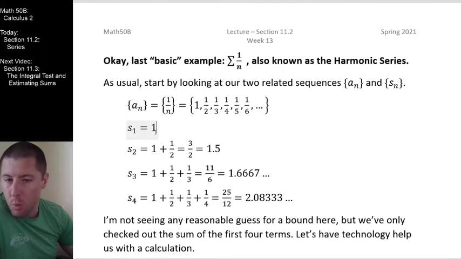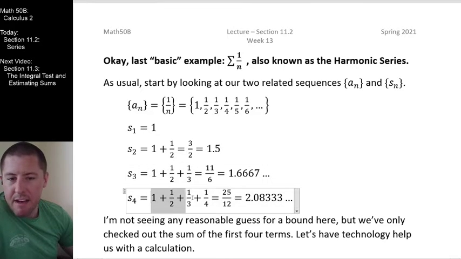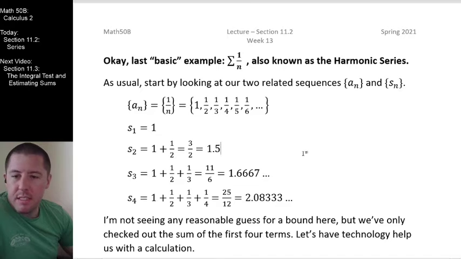So S sub 1 is 1. It's the sum of the first one number. Then what's the sum of the first two numbers that we would get out of the sequence? 1 plus a half is clearly 3 halves, or 1.5. Then 1 plus a half plus a third, we're going to get 11 sixths. 1 plus a half plus a third plus a fourth, we're going to get 25 twelfths. So this doesn't seem to be quite as clean as our previous example was.